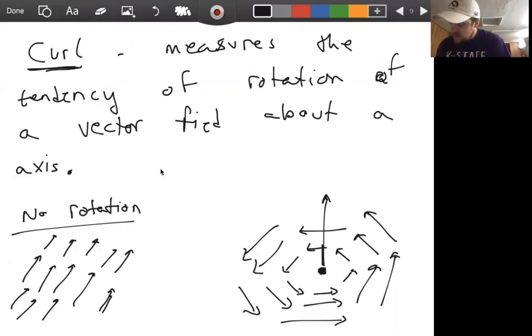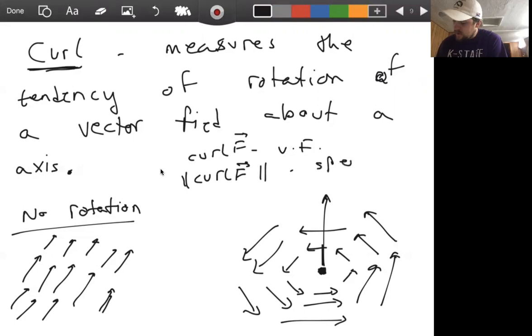And so remember, curl is a vector field. Maybe I'll write the magnitude of the curl of a vector field. This gives us the speed of rotation. And so if this vector is very small, it's not that fast of a rotation, but if it's a larger vector, then your rotation is much faster. And so this is what the curl is telling us.